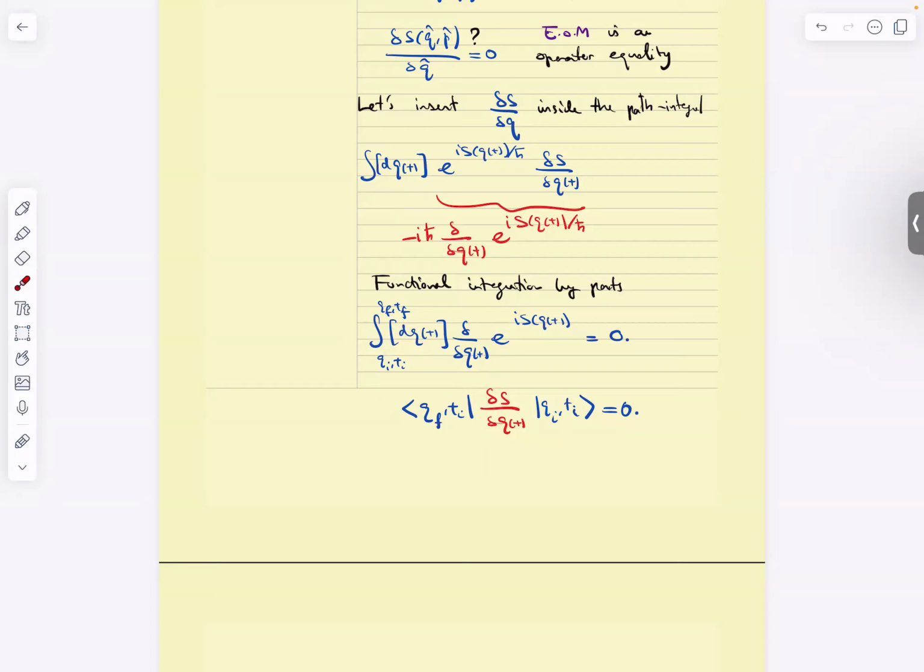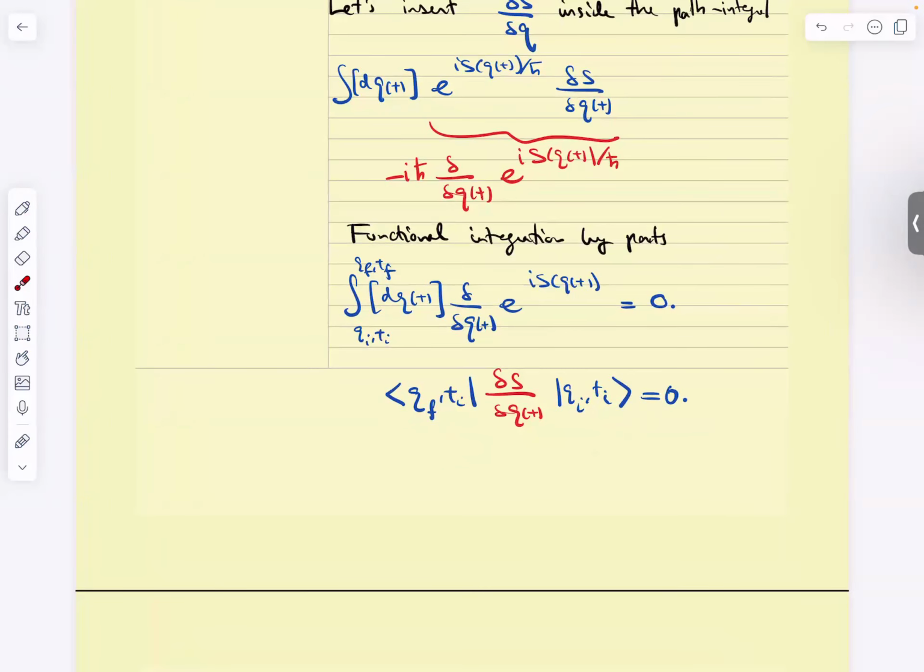Right? What is the interpretation of this? We just said that the interpretation of this is the matrix elements of this operator. Good. So del S del q of t as an operator has the following property: every single matrix element of it in this basis is zero. Everybody's with me?